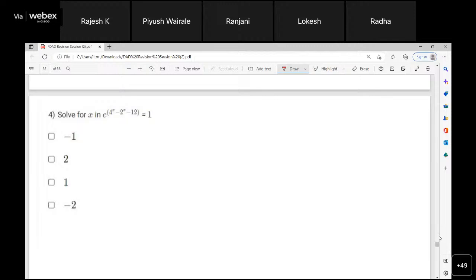Now next question, solve for x. Find out the value of x: e to the power x to the power x minus 12 equals 1. What is the value of x?